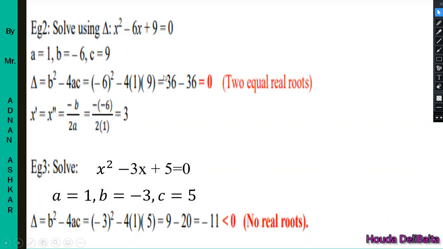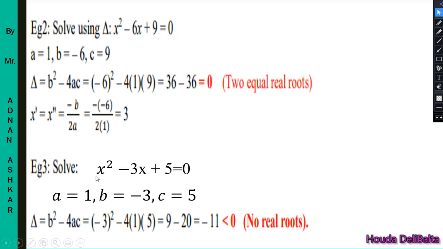Here is another equation, x squared minus 6x plus 9 equals 0. Here a equals 1, b equals minus 6, and c equals 9. Applying delta, we get b squared minus 4ac gives minus 6 squared minus 4 into 1 into 9, 36 minus 36, which is 0. What does that mean? When delta is 0, then definitely I'm going to have two equal or double roots, two equal real roots. X prime equals x double prime equals minus b over 2a using the rule. Then minus b means 6 over 2a means 2 into 1, which is 2, and finally the double root is 3.